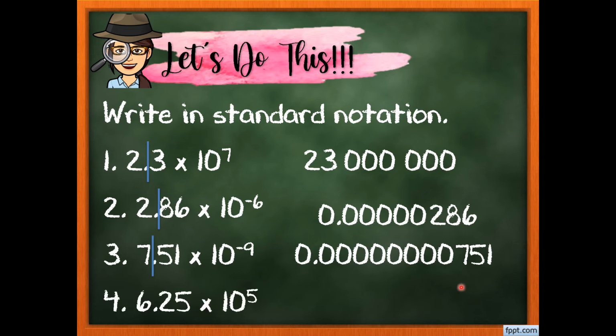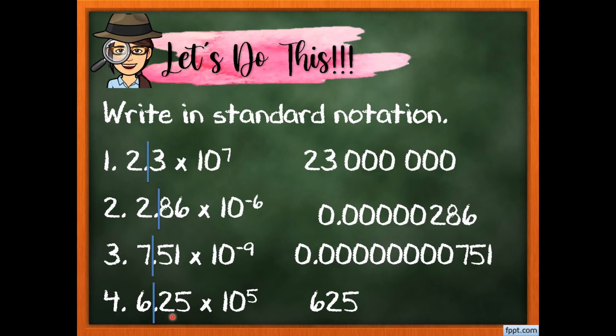Next number, 4. 6.25 times 10 to the fifth power. So, since positive to, your number is a bigger number. So, this is your marker. So, 6.25, it is between 6 and 2. Andun yung decimal point natin. So, we need to copy 625. Remove the decimal point. Then count.